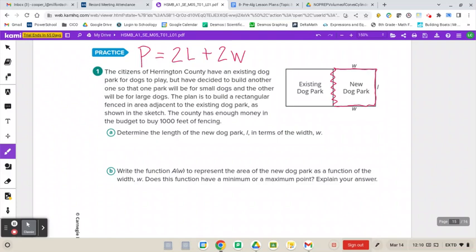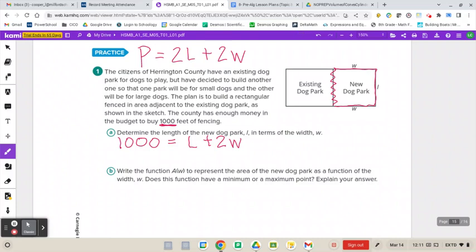So for this one, would you agree that I have 2 W's, but I only have 1 L, correct? And would you agree that my perimeter is 1,000 feet of fencing? My bad. I was just making sure you were paying attention. So 1,000 equals L plus 2W. Is there anyone that does not understand why I put that? Speak now.